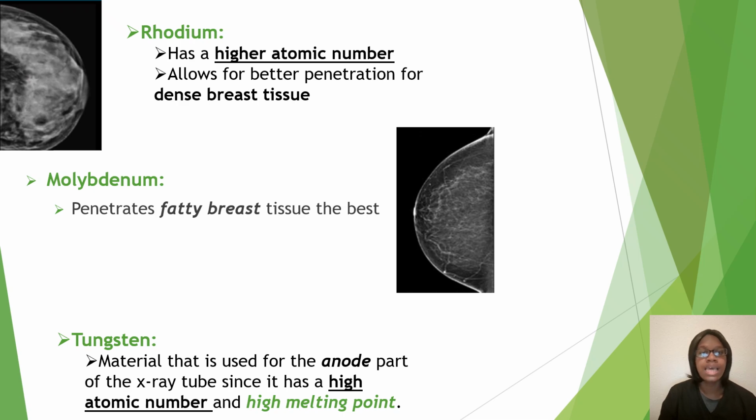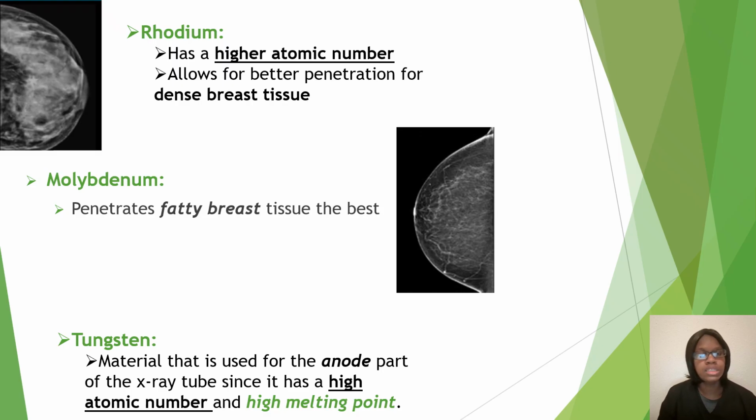Rhodium has a higher atomic number and allows for better penetration of dense breast tissue. If you look to the side of the word rhodium, you can see extremely dense breast tissue. Molybdenum is going to penetrate fatty breast tissue the best. As you can see to the side of molybdenum, you see fatty breast tissue. Tungsten is the material that is used for the anode part of the X-ray tube, because it has a high atomic number and a high melting point. So that's why that is for tungsten.